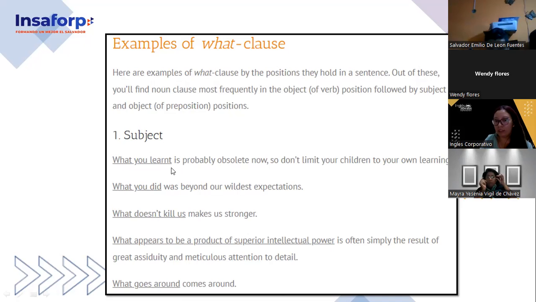Okay. What you learned. Lo que vos aprendiste. Okay. Si usted le dice a una persona, lo que vos aprendiste probablemente ya está obsoleto. El sujeto en la oración no es vos. El sujeto se vuelve lo que vos aprendiste. All right? Se vuelve una cláusula completa, se vuelve el sujeto. All right? Number two. What you did was beyond our wildest expectations. Lo que vos hiciste estuvo más allá de nuestras expectativas más salvajes. Okay? Vuelvo y repito, en esta oración, lo que vos hiciste no va a ser vos el sujeto. Sería lo que vos, all right? Se vuelve una sola cláusula, se vuelve el sujeto, all right?